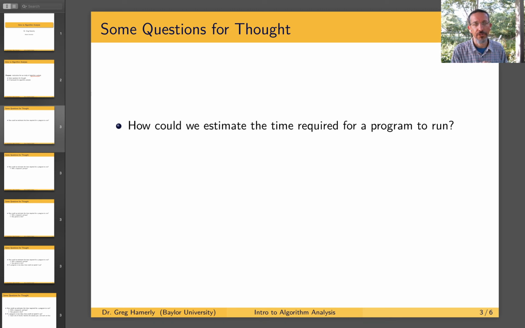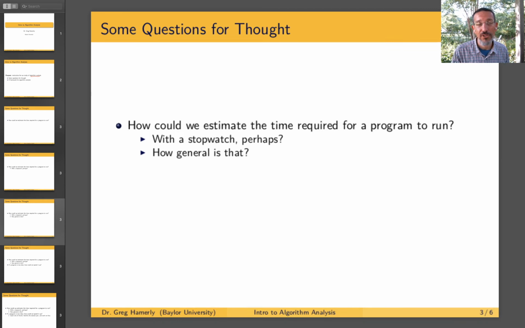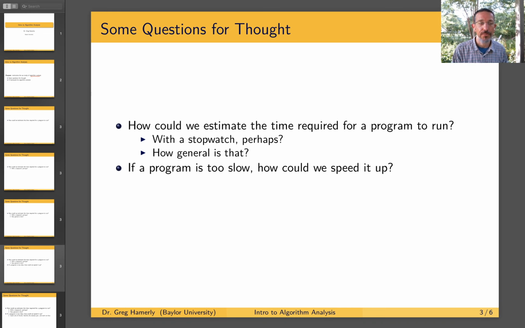So here are some questions just to get the ball rolling. And you might pause and write these down. How could we estimate the time required for a program to run? You might use a stopwatch, right? You could say go and hit your stopwatch, and when it finishes, you press stop. But how general is that? What if the algorithm runs really quickly and you don't have time to even push the button? Or what if it takes days or years to run? It's not really going to be that useful for us.